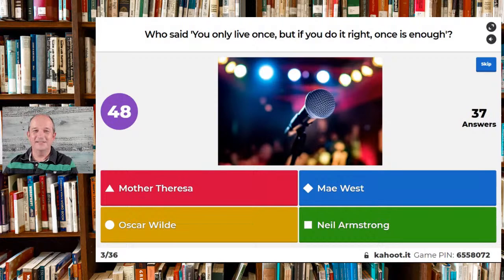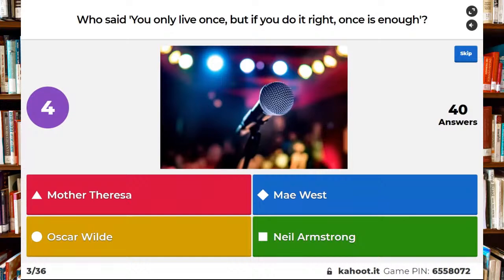Stephen, glad you caught up with us. Brilliant, well done. I really can't make them any bigger than that. They're very, very clear on the screen here. You need to make your screen perhaps bigger or something. I can't adjust the typeface on that, sorry. I do read them out though. So it's who said you only live once, but if you do it right, once is enough. We've got Mother Teresa, Mae West, Oscar Wilde, or Neil Armstrong. Okay, what I'm going to do, I'm going to put that full screen on there. I don't know if that's going to make a lot of difference for you.